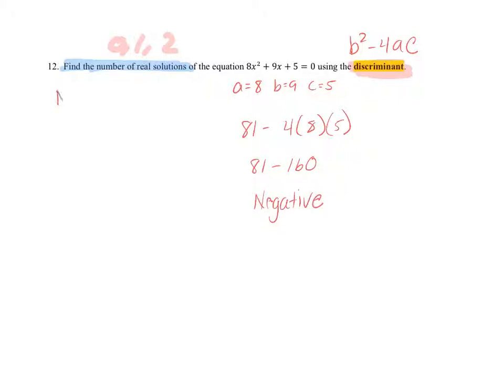And so you need to memorize that chart. If it's negative, your answer is going to be no solution. If you get 0, your answer is going to be it has one solution. And if you get a positive number, your answer is going to be that it has two solutions. So the final answer on this one is no real solutions.